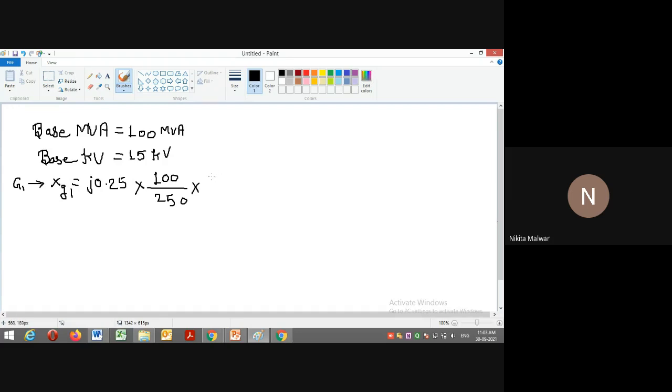So what is the old value? kV base old is 15. Now divide by the kV base new value. What is the kV base new value? New value is also 15. So let us take the square of it. So what will be the answer? Tell me. Yes, what will be the answer?